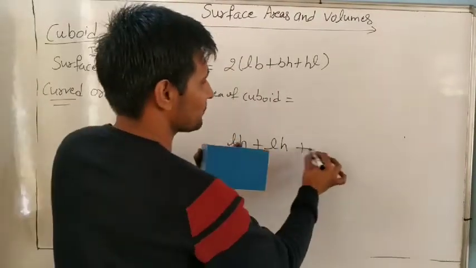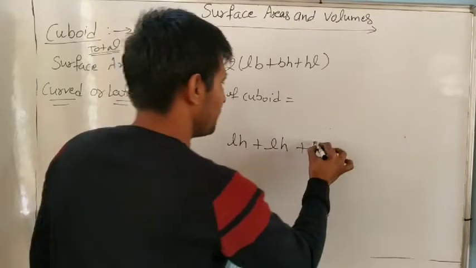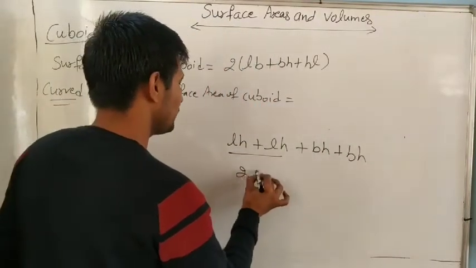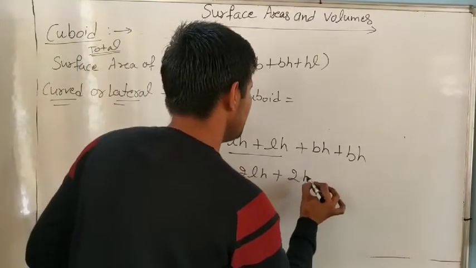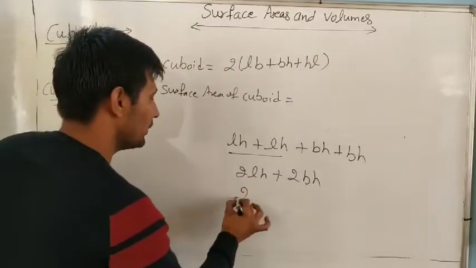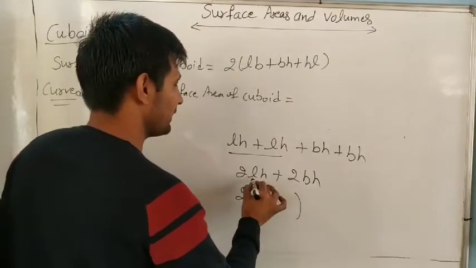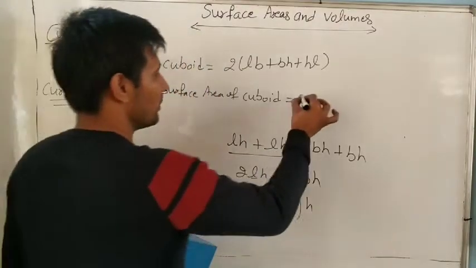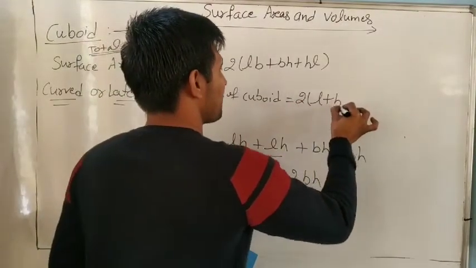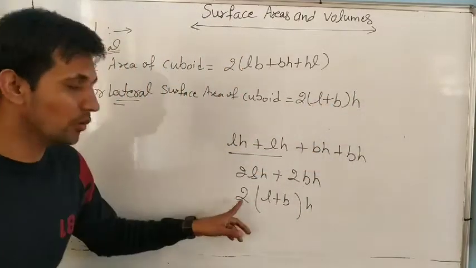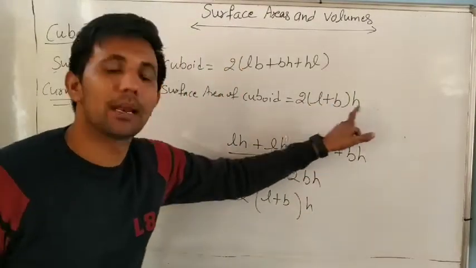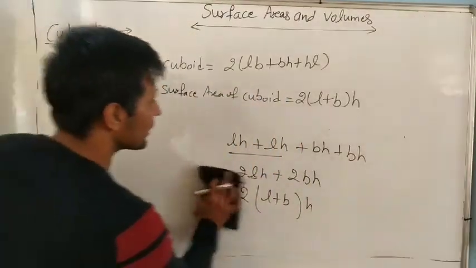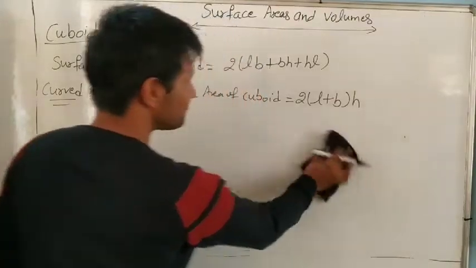Now BH plus BH, and LH plus LH: 2LH plus 2BH. What is common? 2 is common. And H is also common. So what remains? L plus B. So 2 into L plus B, multiplied by H. It is the curved or lateral surface area of a cuboid. Understand?